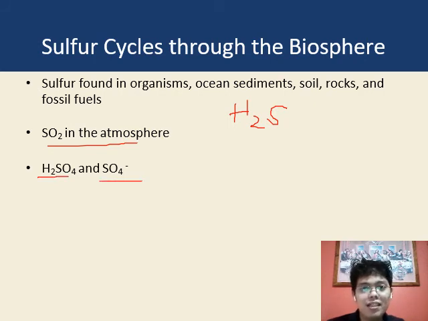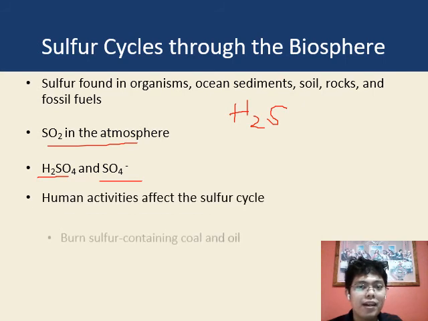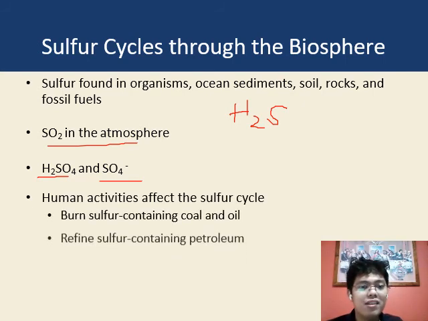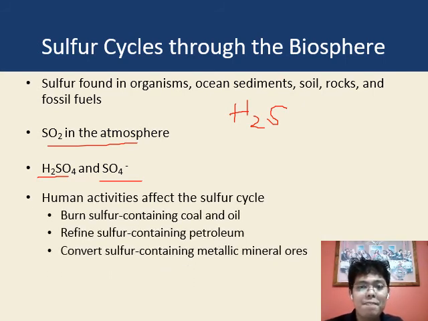So human activities have also been increasing atmospheric sulfur dioxide by burning sulfur-containing fuels, refining sulfur-containing fuels, and converting sulfur-containing metallic mineral ores.